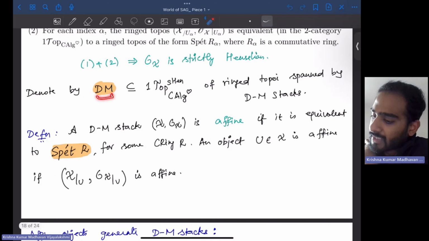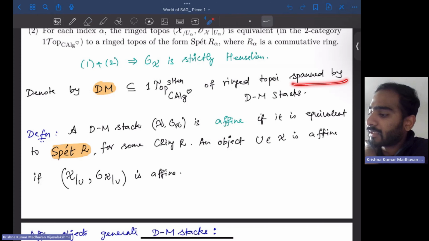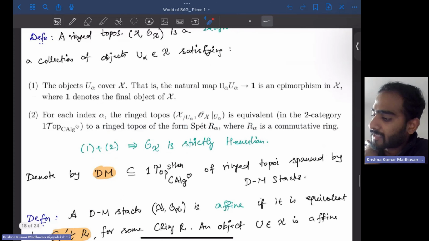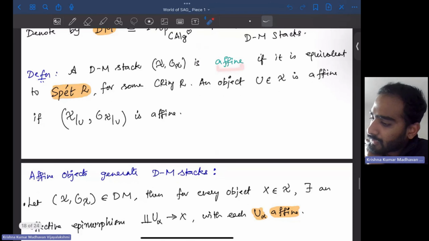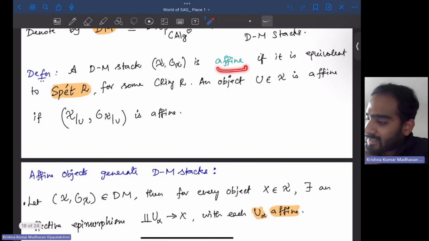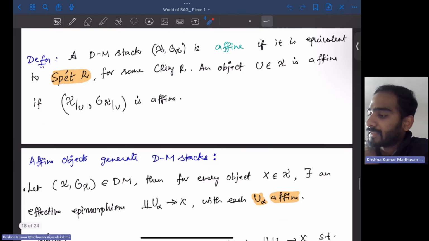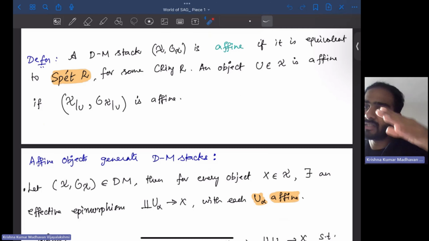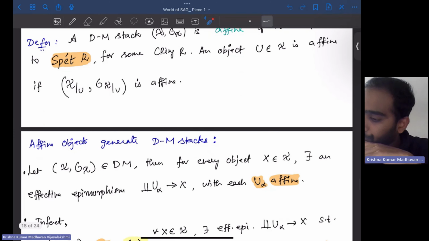So we're going to denote this by DM. It's the category of ringed topoi generated by the stacks that satisfy these two properties. And locally, we have something which is called an affine DM stack. A stack is affine if it is equal to Spec of R for some ring R. So we see there's a very close parallel between scheme theory, spectral scheme theory, and Deligne-Mumford stacks, and we are going to soon connect this to a point.